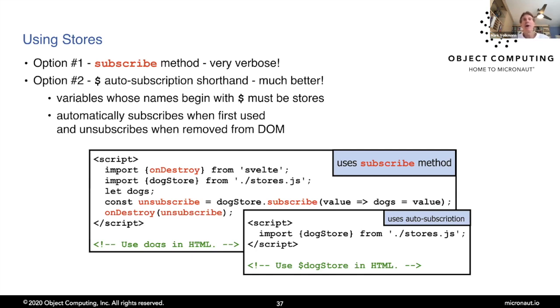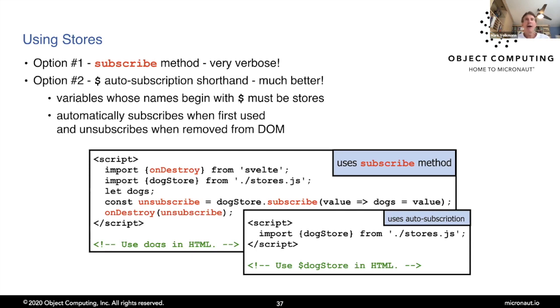And when I call subscribe, it gives me back an unsubscribe function. OnDestroy is a lifecycle method that gets invoked when my component is removed from the DOM. And so in that case, I want to call unsubscribe. But that's a lot of ceremony to go through.